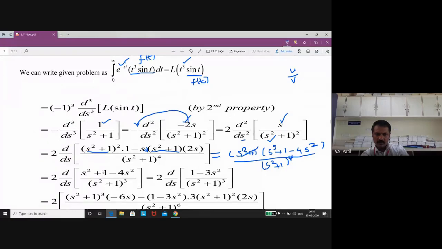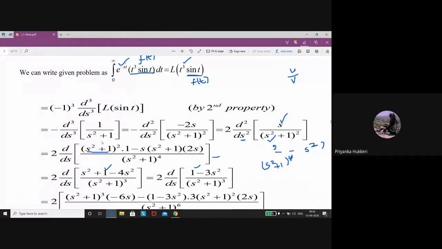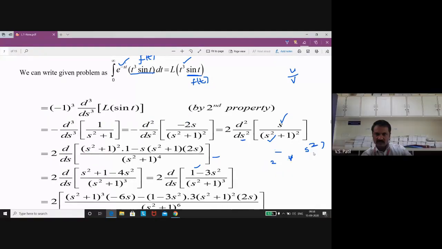Now here, this 1 is with the positive sign, so I have written it here. Then 4s minus 4s square plus s square becomes minus 3s square, denominator as it is. Is that clear? Some of you can say yes or no.